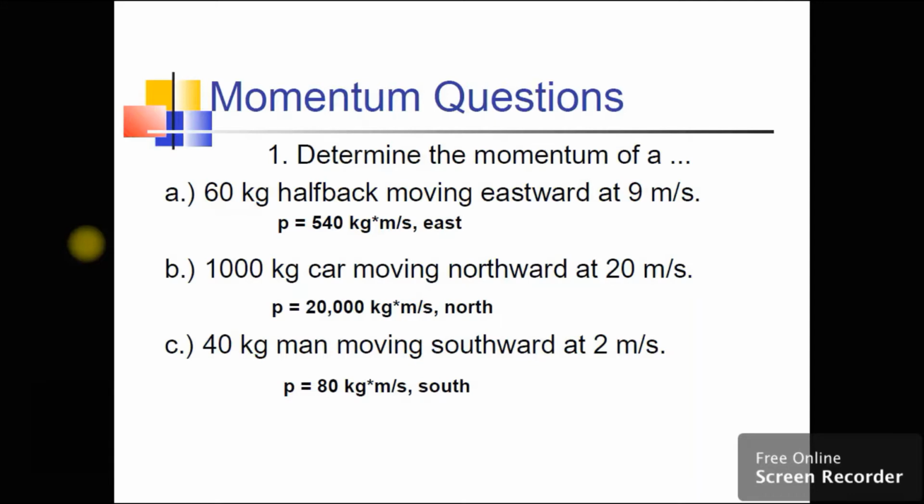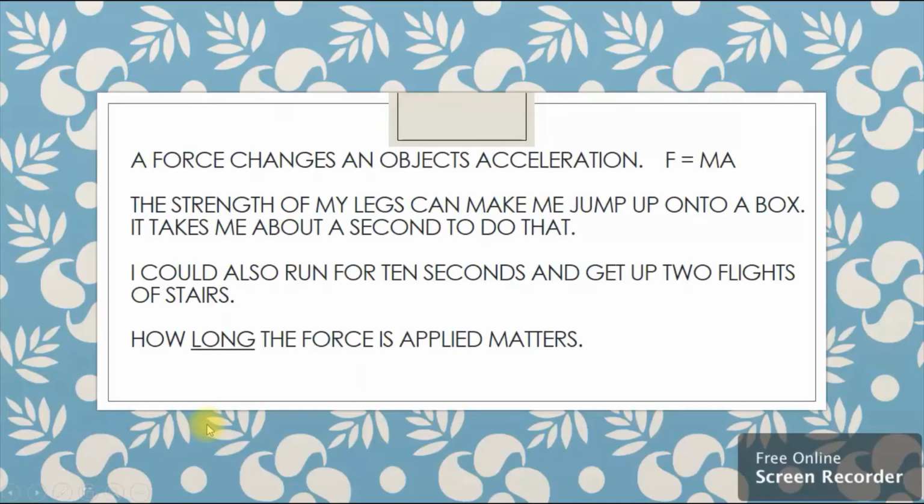B, a 1,000 kilogram car moving north at 20 meters per second. 1,000 times 20 is 20,000. So momentum equals 20,000 kilograms times meters per second due north. C, a 40 kilogram man moving southward at 2 meters per second. 2 times 40 is 80 kilogram times meter per second south. And that's what a bunch of the homework questions from yesterday were, just that kind of straightforward.